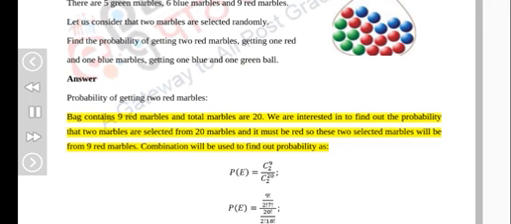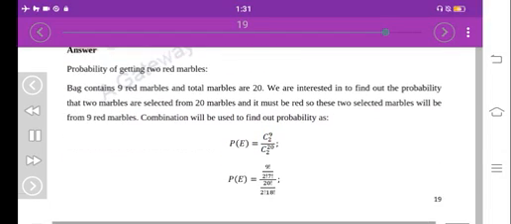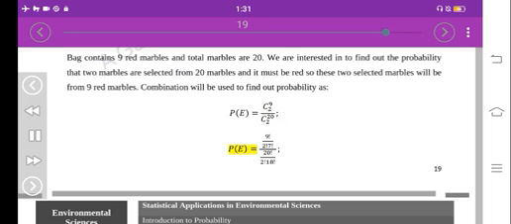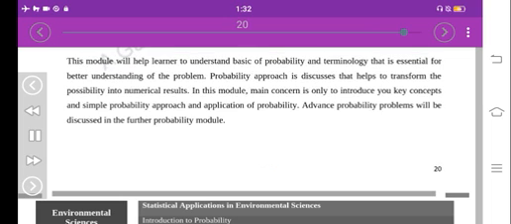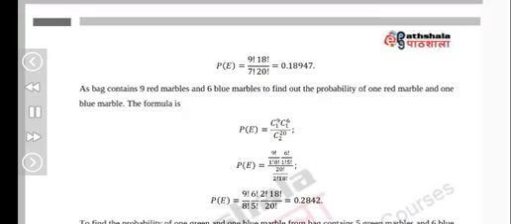The bag contains 9 red marbles and total marbles are 20. We are interested in finding the probability that 2 marbles are selected from 20 marbles and both must be red, so these 2 selected marbles will be from the 9 red marbles. Combination will be used to find the probability: P(E) equals 9C2 over 20C2, equals (9 times 8 over 2) over (20 times 19 over 2), equals 0.18947.